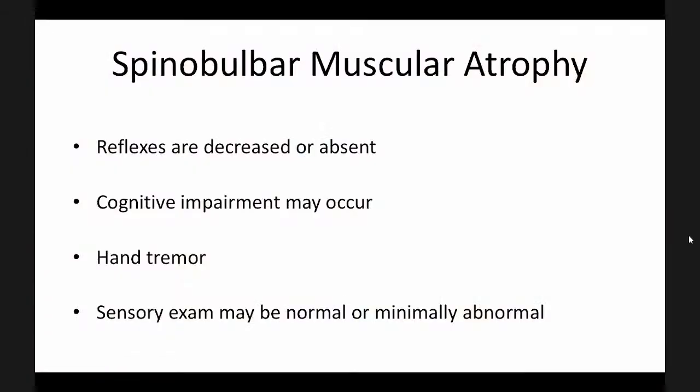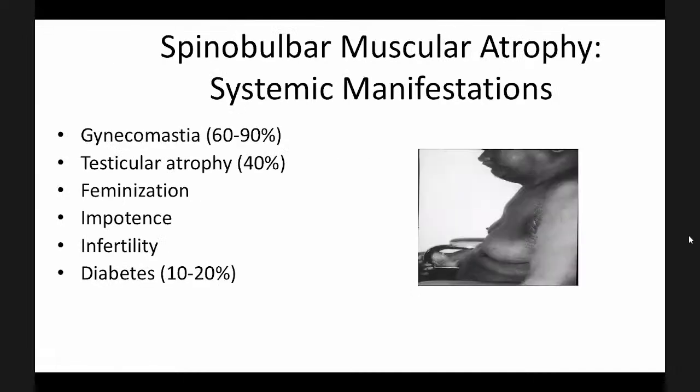We have spinal bulbar muscular atrophy. Reflexes are decreased. Cognitive impairment may occur. There is hand tremor. The sensory examination may be normal, so there is least involvement of the sensory system. This is all the feature of the motor neuron disease. Systemic manifestations may be gynecomastia, testicular atrophy, feminization, impotence, infertility, and diabetes.